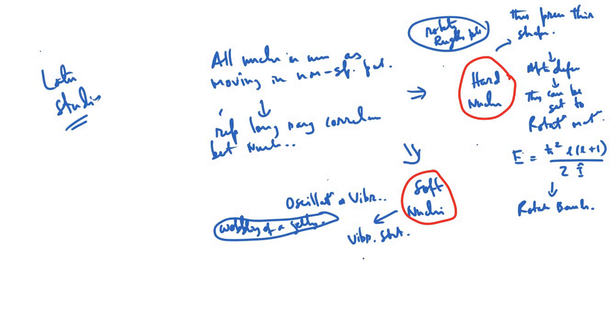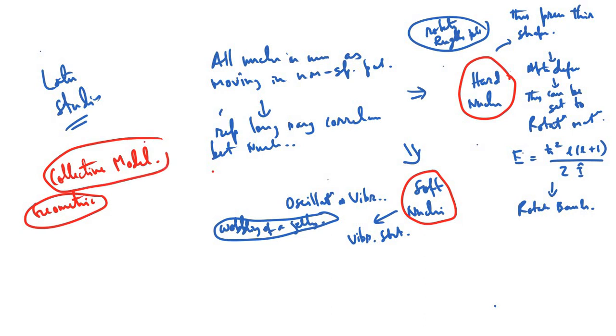Now the rotational and vibrational models of nuclei that we have just described are both known as collective models. So this is the collective model. Now more specifically I should say geometric collective model. Okay, there is yet another collective model which is the algebraic collective model. I'll talk about it later on.